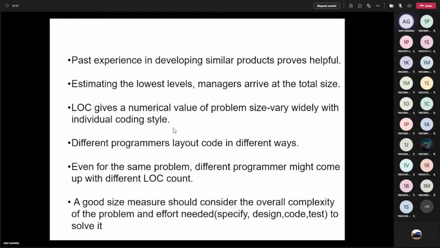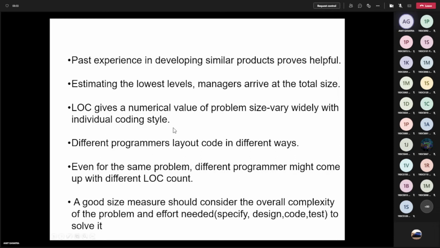The main difficulty is what? Everybody's style of programming is different, right? Because everybody is laying down their code in a different way. Different programmers lay out code in different ways. So even if I assign the same problem right now to those who are attending this lecture, everybody will come up with a different LOC count if they write the program in their own way, because everybody's logic, their style of programming, everything is going to be different. So for the same problem, different programmers might come up with different LOC counts.